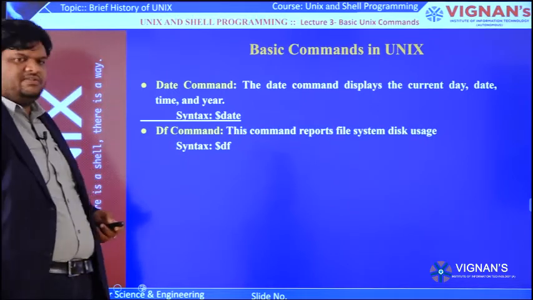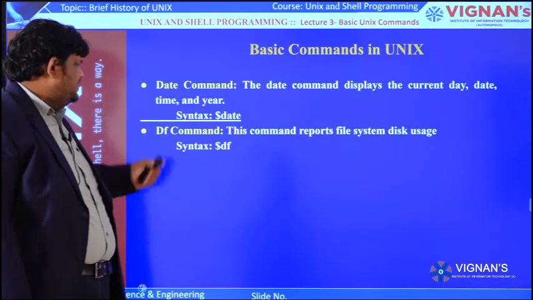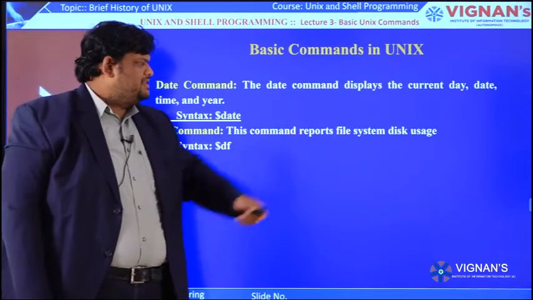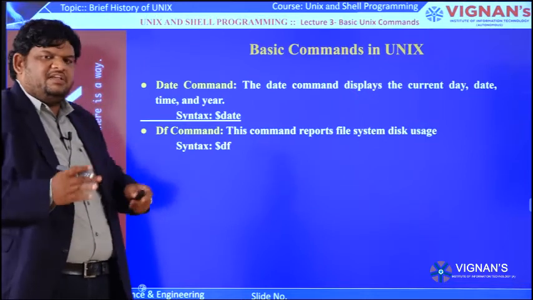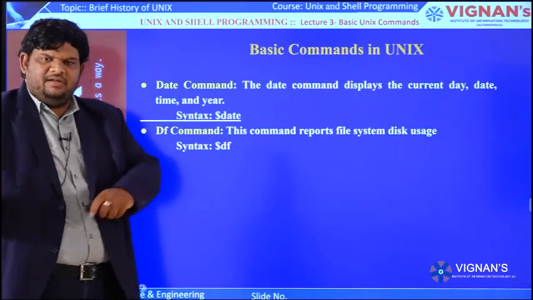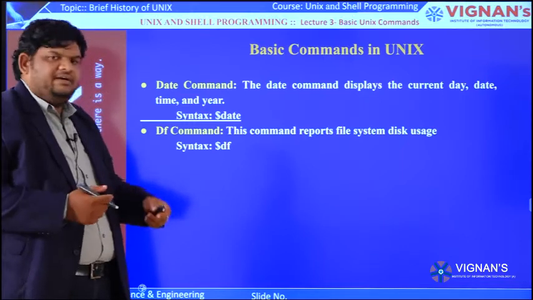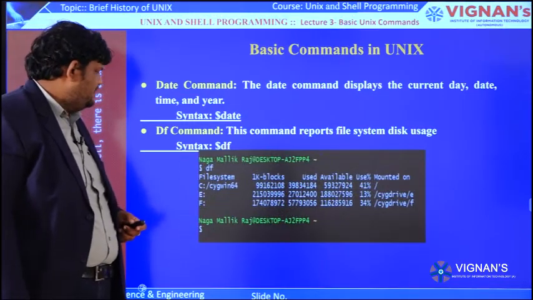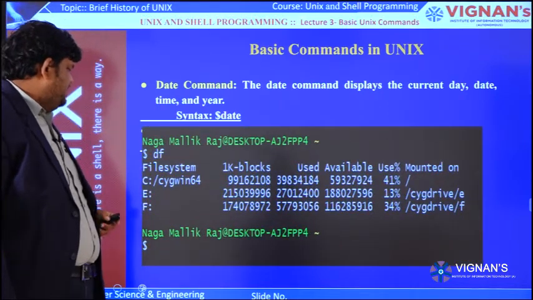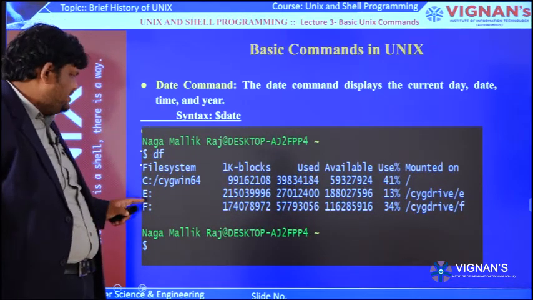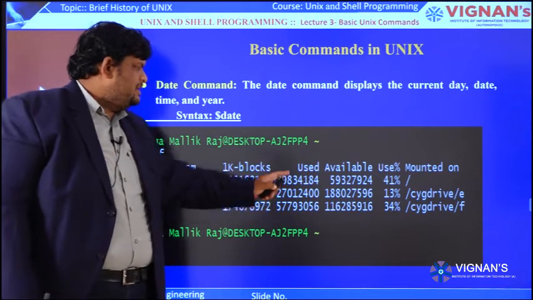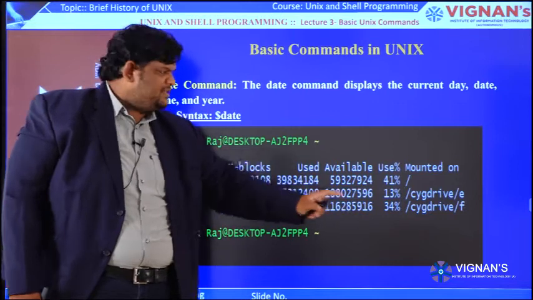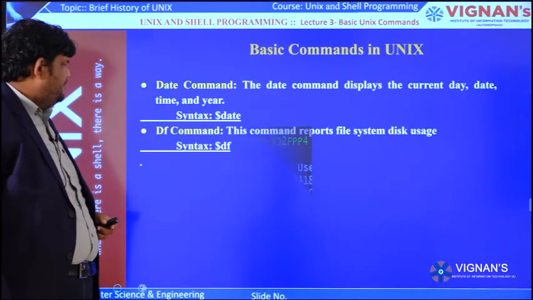Now, these are the disk related commands. One is df. df is nothing but disk free. This command reports file system disk usage: how much space you utilized and how much space is left. Entire details we can see with the help of the df command. Let us see how the output looks. If you type df, it will show all partitions, how much is used, and how much space is still available as a percentage. That is known as the df command.